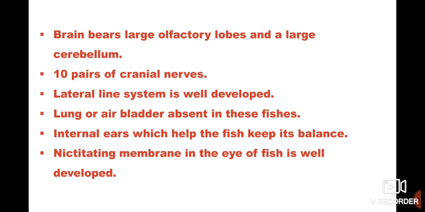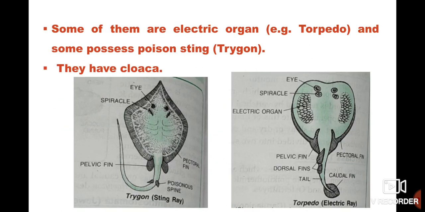Now, what about lungs or air bladder? Both lungs and air bladder are absent in these fishes. That's why they have to move continuously in the water. They have internal ears also, which help the fish to keep its balance. The nictitating membrane in the eye of these chondrichthyes is well developed also.